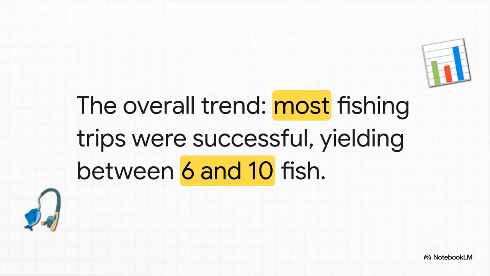So you see, the story isn't about any one specific fishing trip. It's about the pattern. By just glancing at the tallest bar, we immediately know the most common outcome. The clear trend here is that most of the trips were pretty successful, landing somewhere in that 6 to 10 fish range. That's the main storyline the histogram shows us.